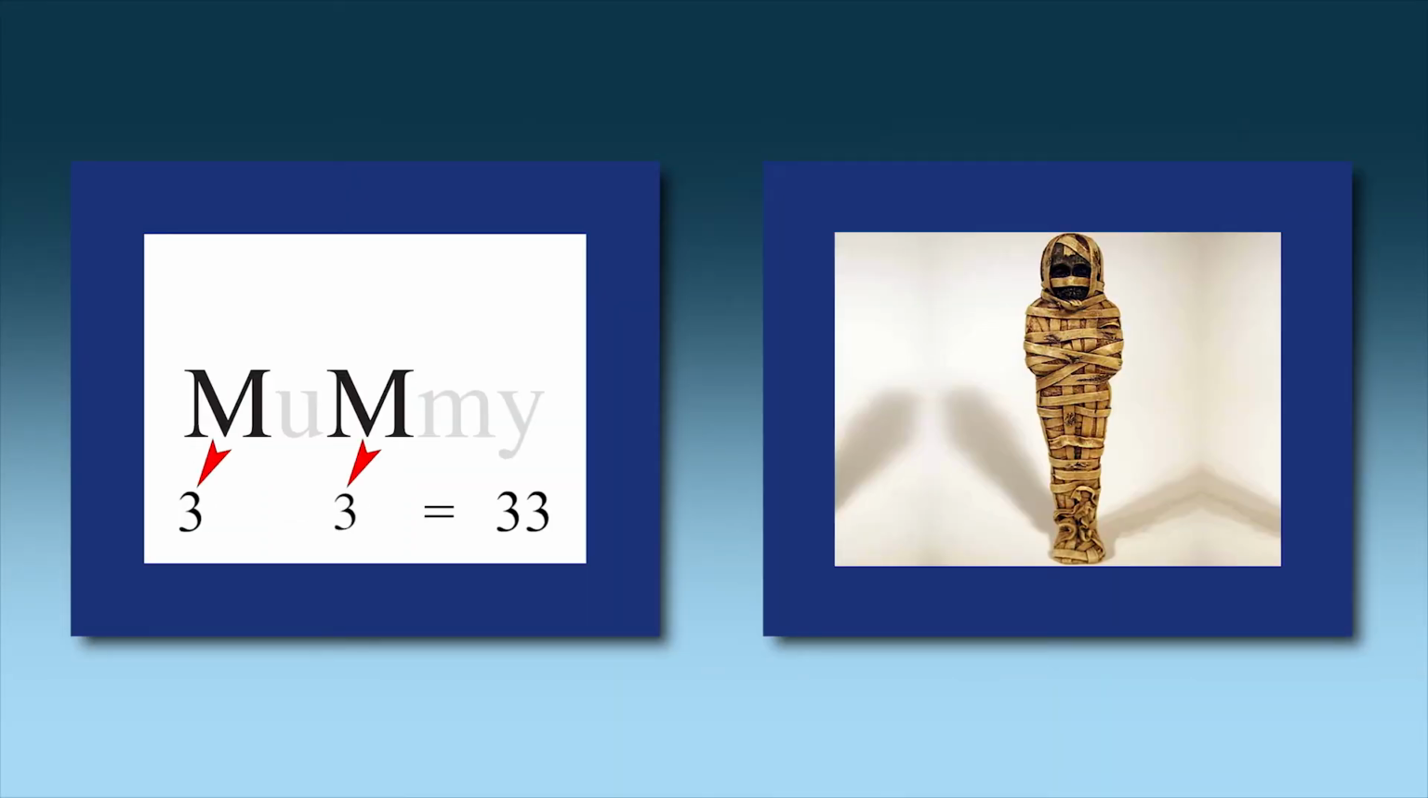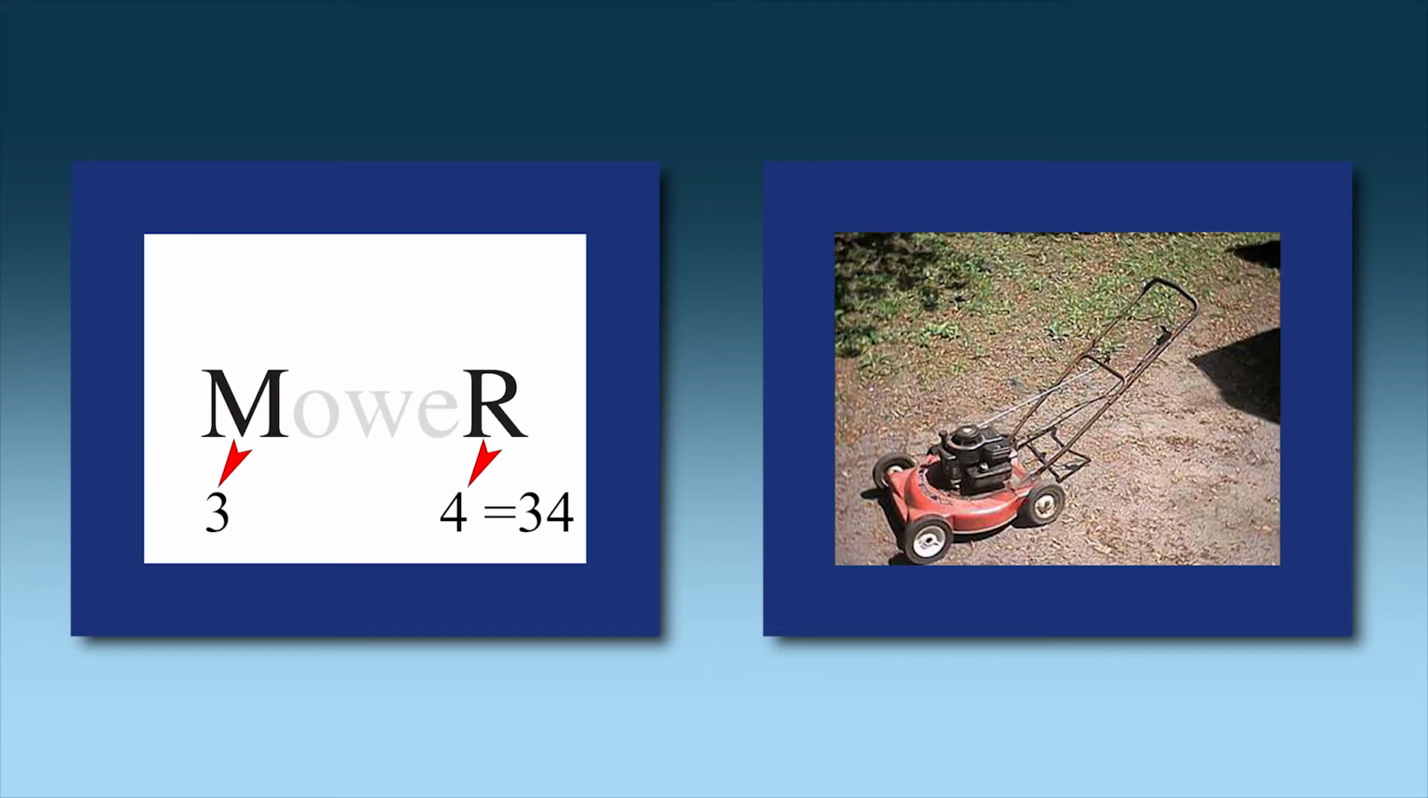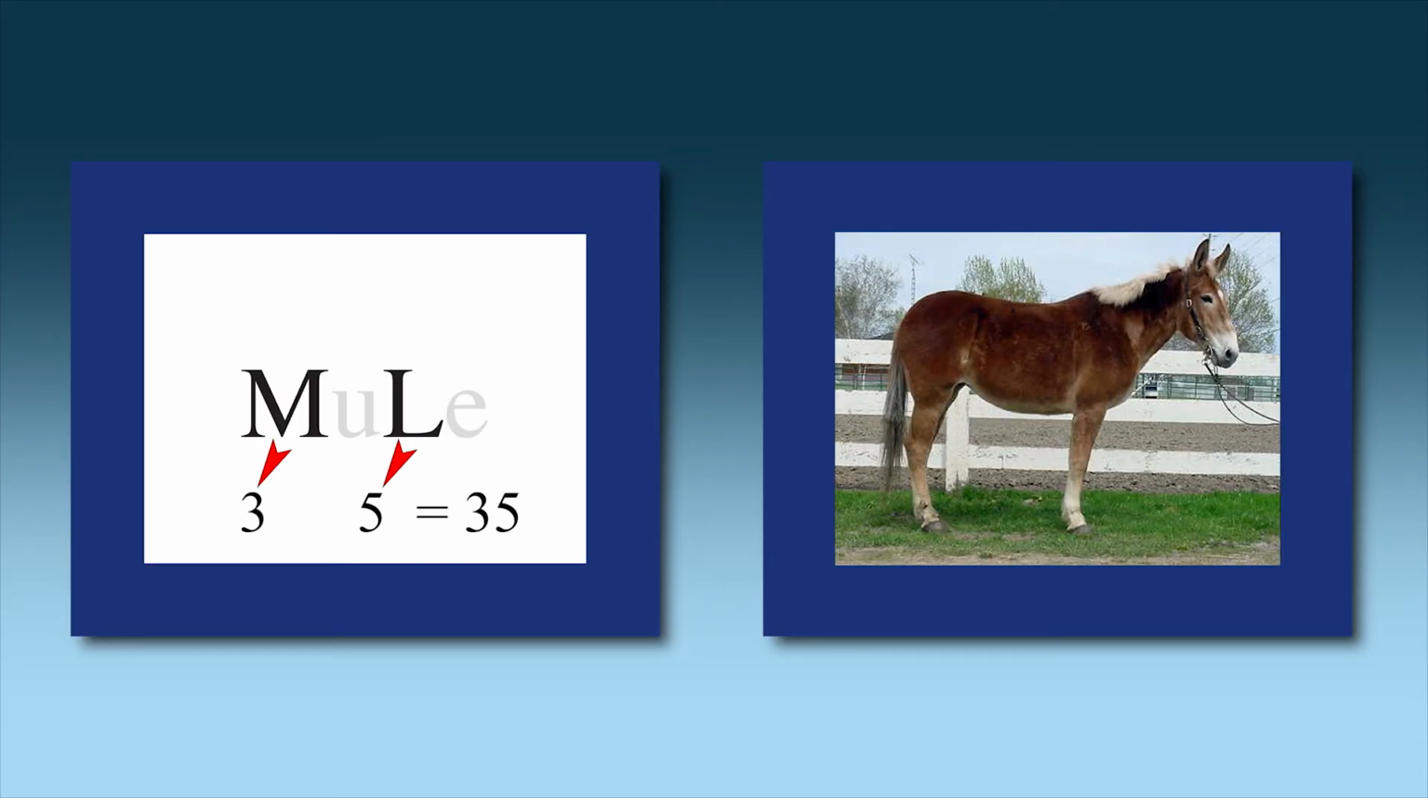So you're going to have mummy: M is 3, U doesn't count because it's a vowel, M, 3. But there's 2 M's in the middle of mummy. Oh, but you only count 1. Remember, that's one of the very few rules you've got over here. So mummy is 33. Good, you got it? 34, mower. M, 3, O doesn't count. W also doesn't count. E doesn't count. R, 4. Mower, 34. Very good. Mower is 34. Mule, 35.